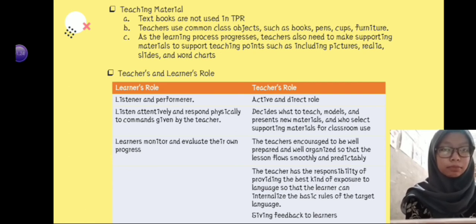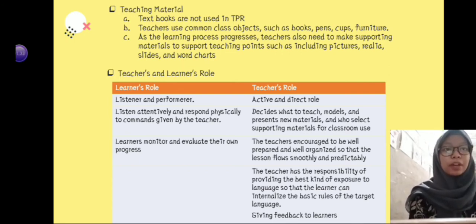The teacher has the responsibility of providing the best kind of exposure to language so that the learners can internalize the basic rules of the target language, giving feedback to learners.